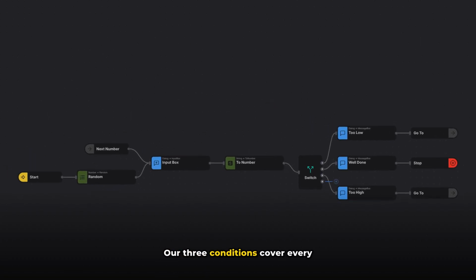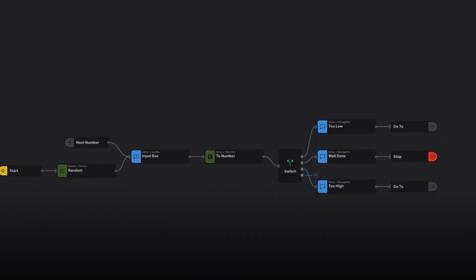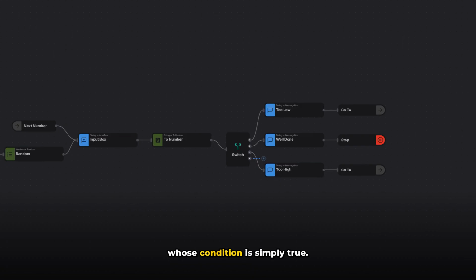Our three conditions cover every number a guess could be, so it cannot happen here. Most switches are not that lucky. The fix is a last port whose condition is simply true. That one always matches, so there is always somewhere for the message to go. Except that now two ports match at once, and the message would leave by both of them.